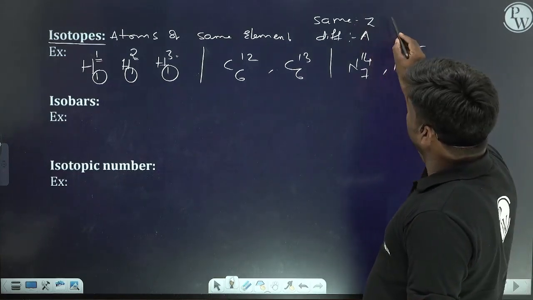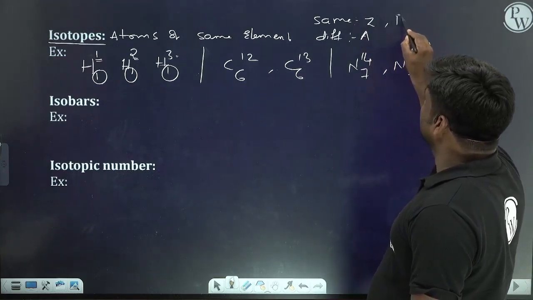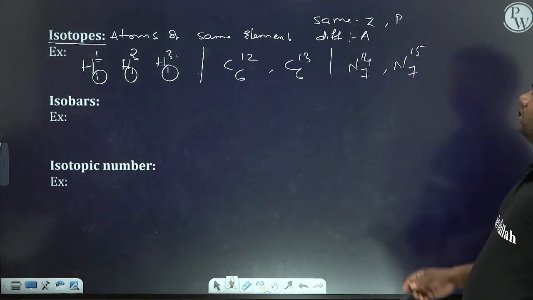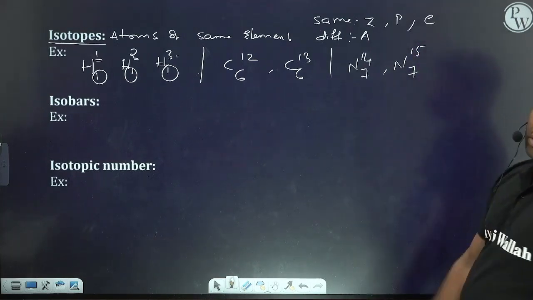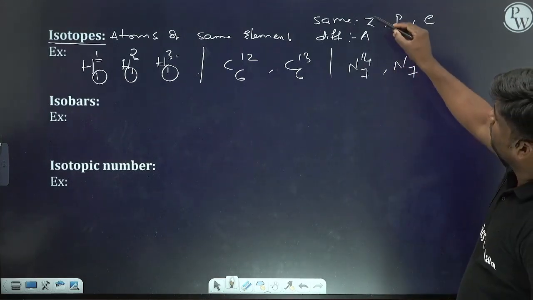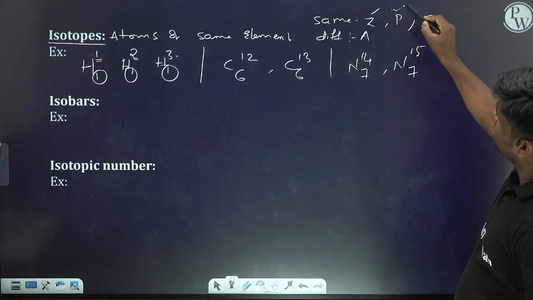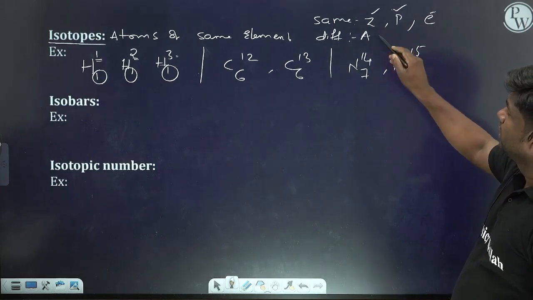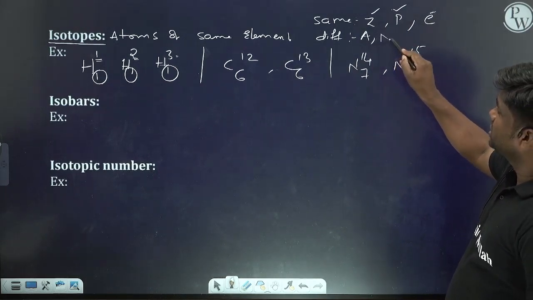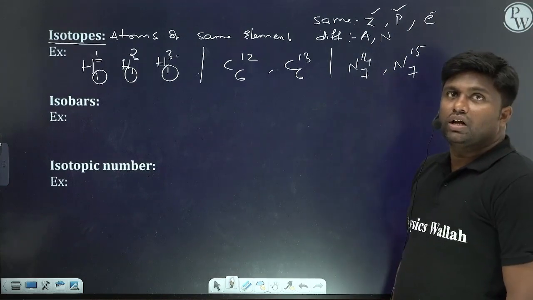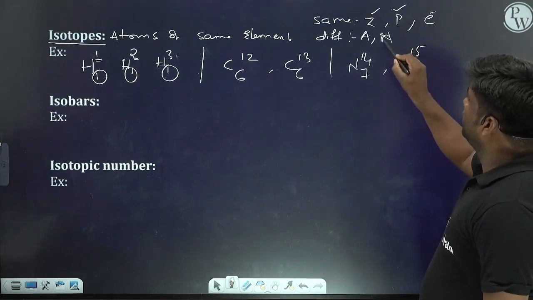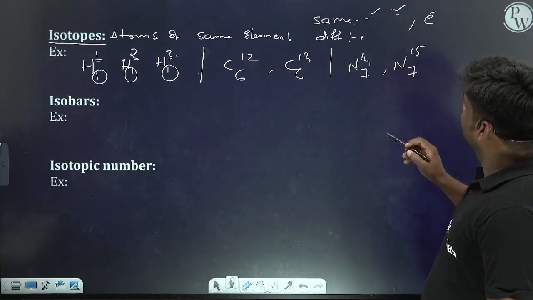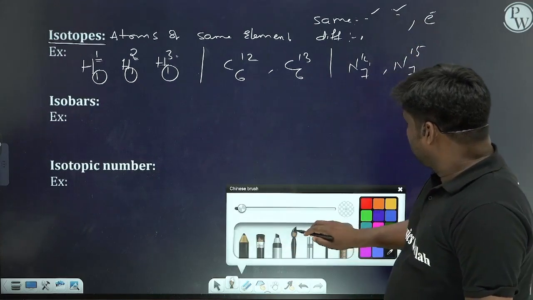If atomic number is same, the number of protons will also be the same. Electrons will also be the same. So in isotopes, number of protons are same, atomic number is same, number of electrons are same, but difference is what? Neutrons. So here mass number is different and number of neutrons are also different.